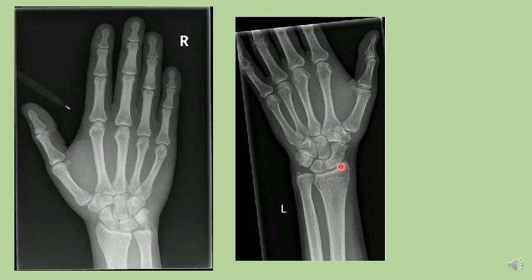Plain radiograph of left wrist joint, AP view, showing lower part of radius, ulna, carpal bones, metacarpal bones, and proximal phalanges.